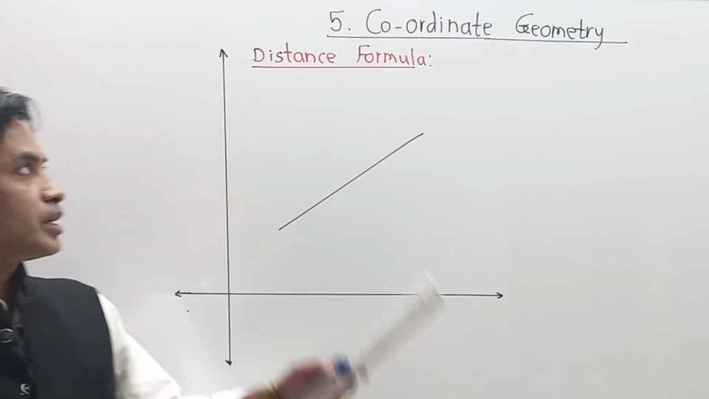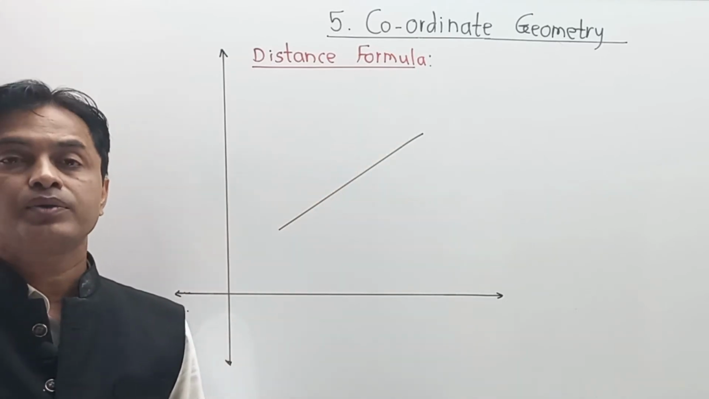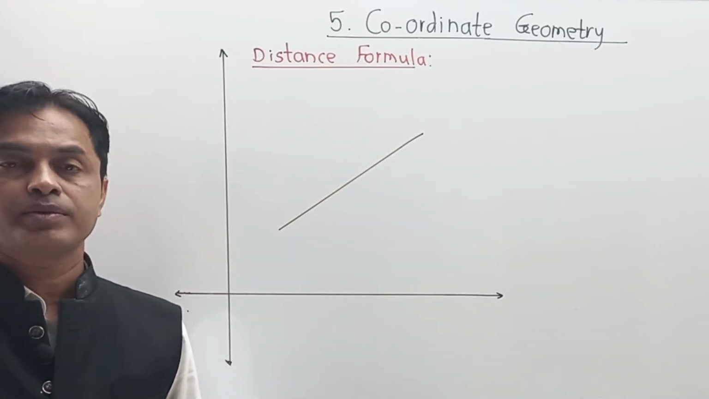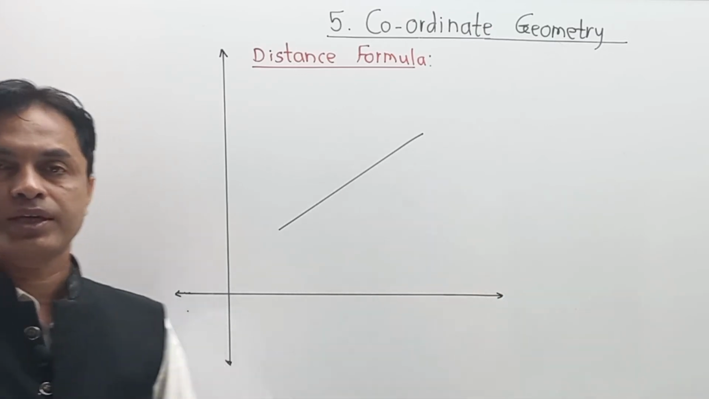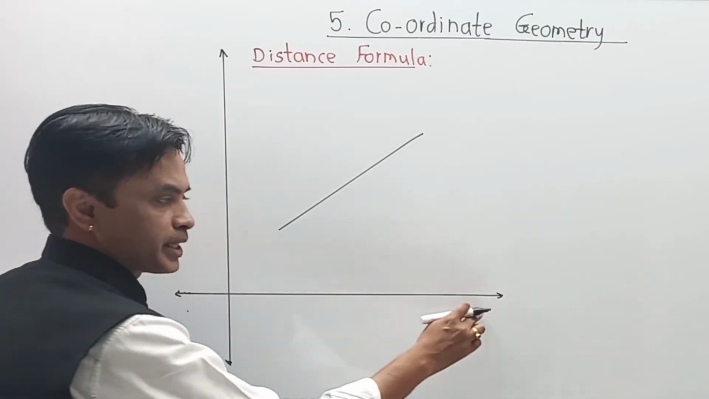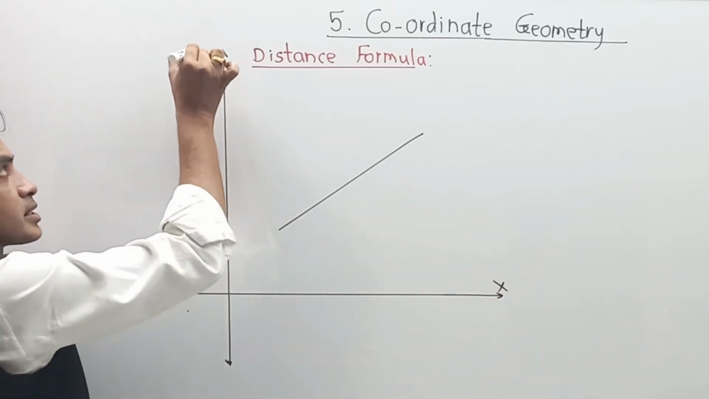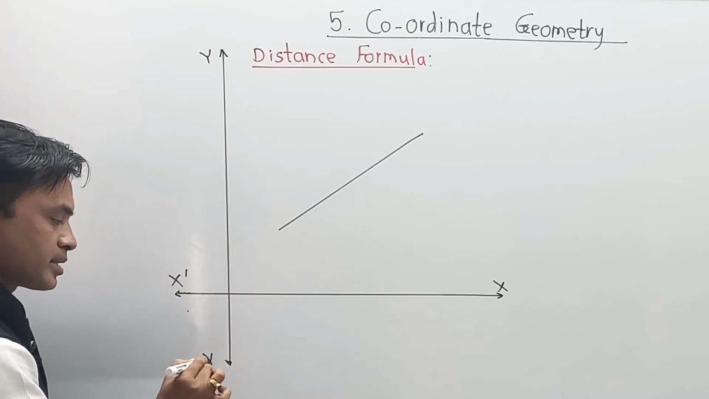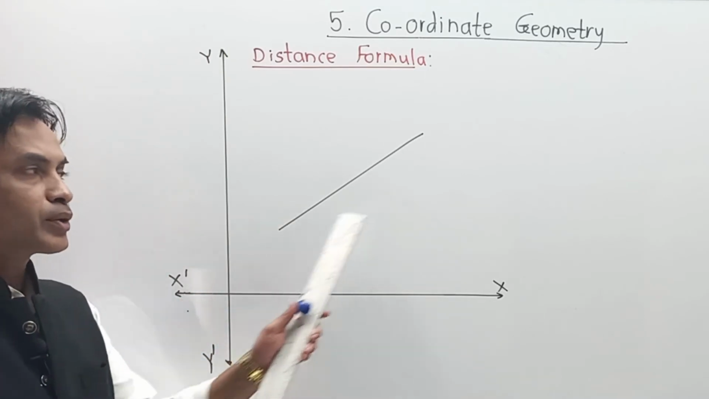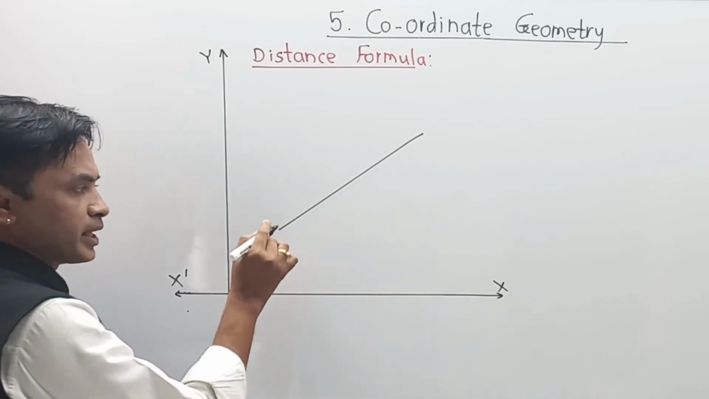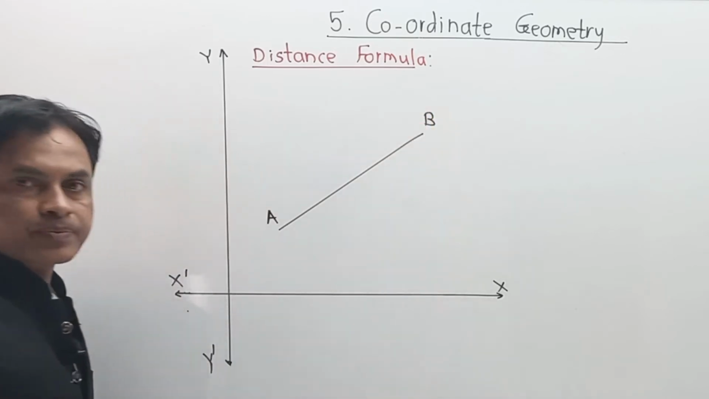Hello friends, now we are trying to understand the concept of the distance formula, how this distance formula comes in terms of proof. Let us try to understand one geometry, where x dash is one axis and y dash is another axis. Definitely this is your origin O. Now we have to take 2 points, A and B.